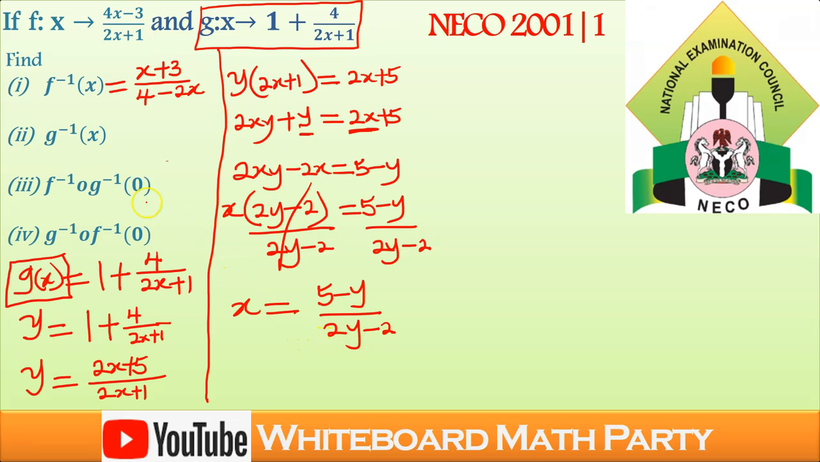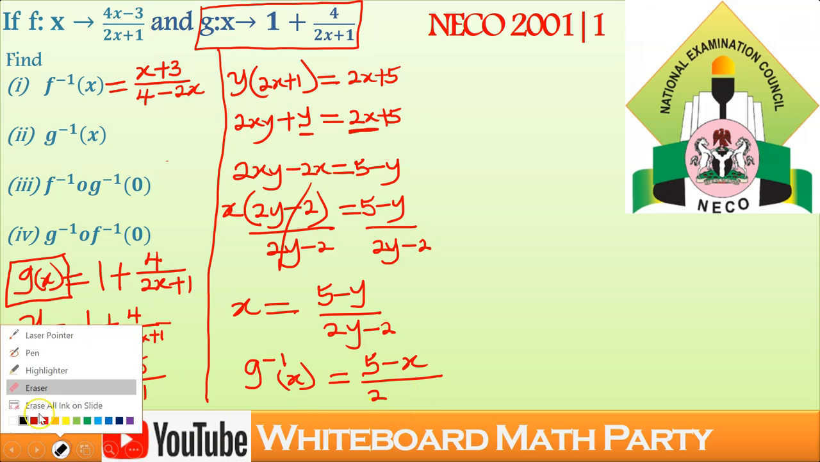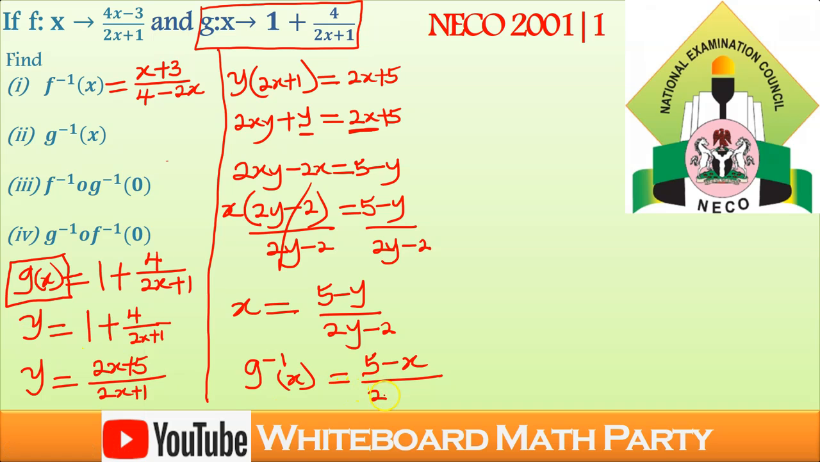Now, our final answer for the g inverse of x is going to be g inverse of x is equal to, remember to change the letter y to x this time. So it's going to be 5 minus x all over 2y, sorry, not 2y, all over 2x, because we are changing the letter y to x, remember that. So it's going to be all over 2x minus 2. So we finally concluded the answer to the second question.